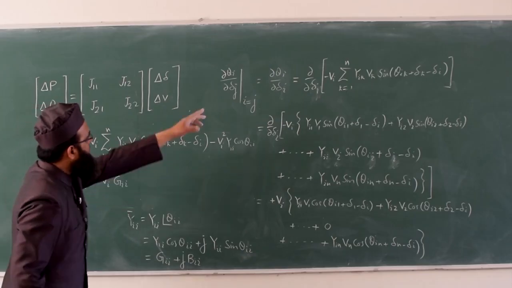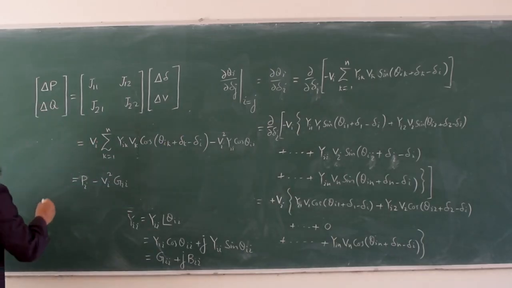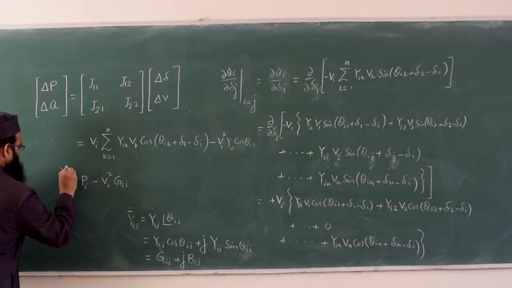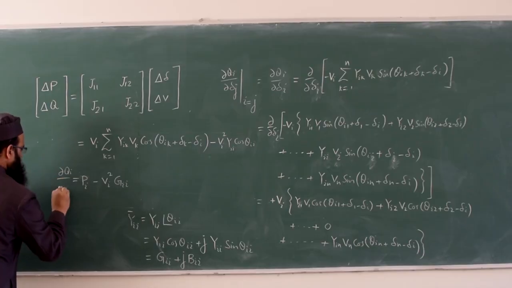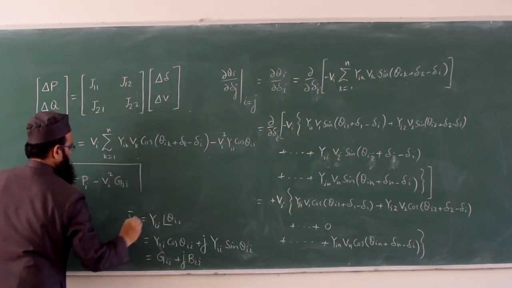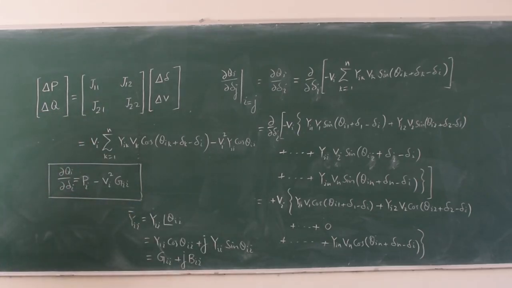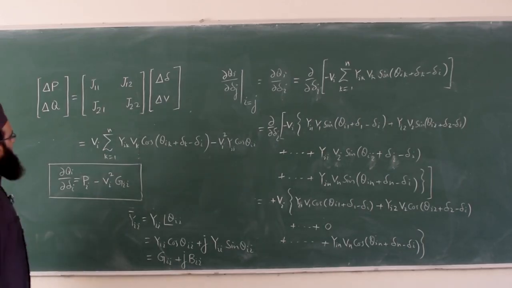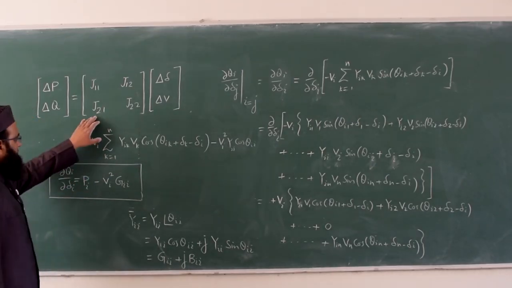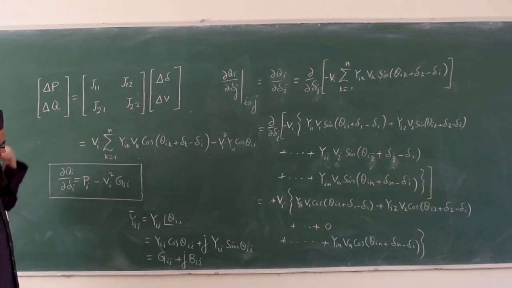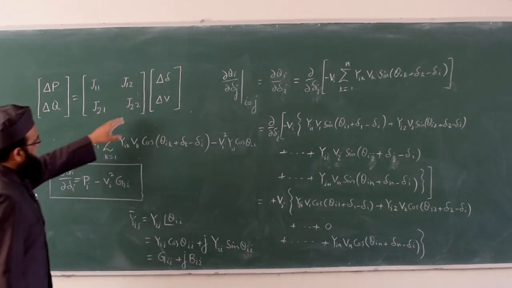What did we write? Corresponding to del Qi upon del delta I, del Qi upon del delta I can be written as Pi minus Vi square Gii. So, completely we have written the terms for J21. The last one is J22.